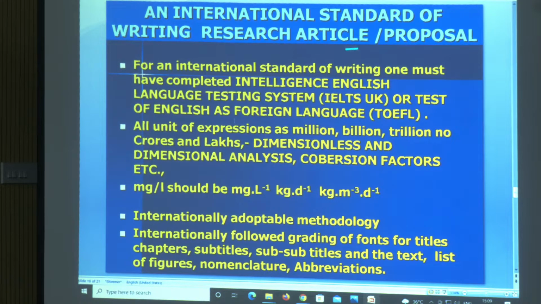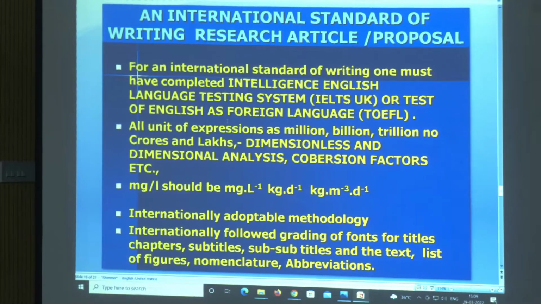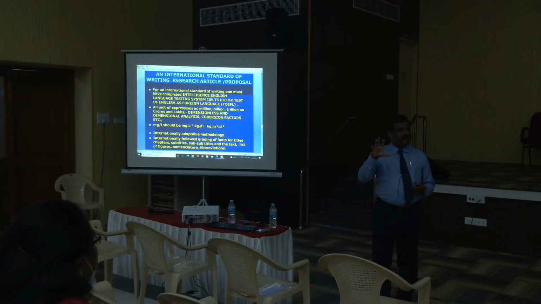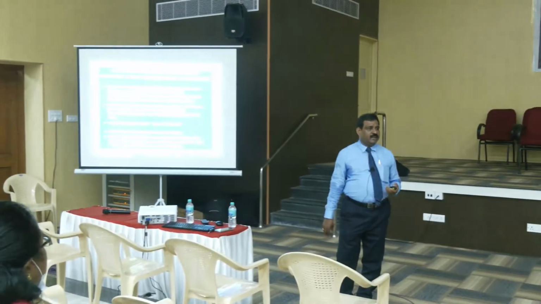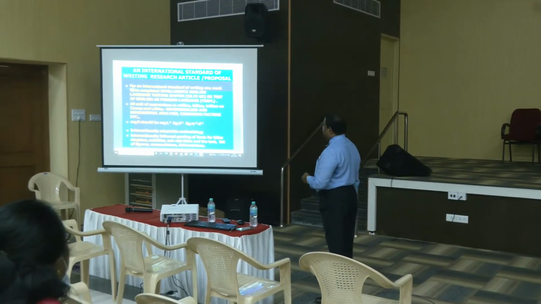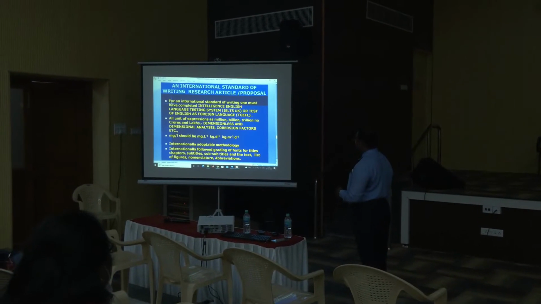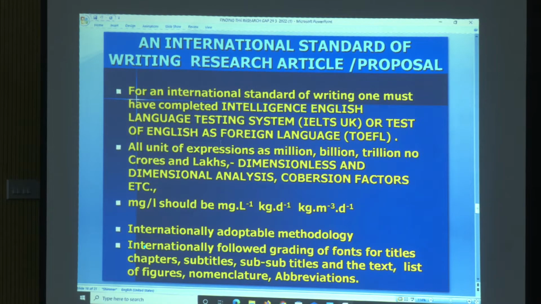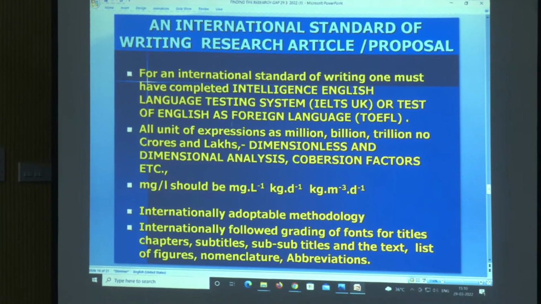So, an international standard of writing a research article or proposal. Nowadays the IELTS, International English Language Testing System, is available online. If you want, you can practice improving your English skill, because ultimately when you write your PhD thesis, a foreign examiner is going to evaluate it. So you have to fulfill your English style of writing at least to the best communication level equivalent to a foreign examiner. Please remember to write with very good international English language skill. All units of expression should be million, billion, trillion, no crores and lakhs, and milligram per liter should be milligram per liter. Use internationally adoptable methodology and internationally followed grading of fonts of titles.